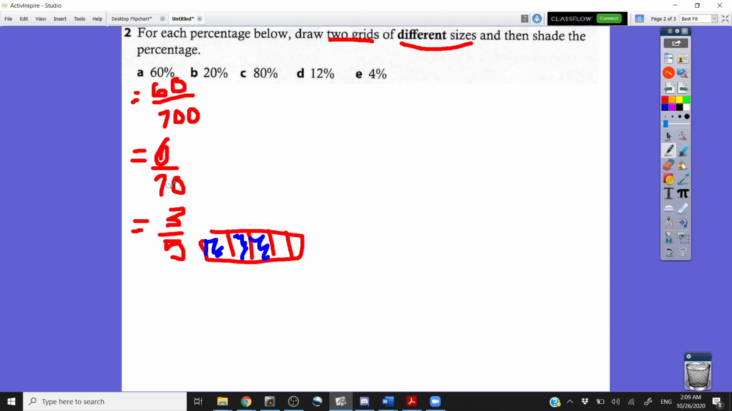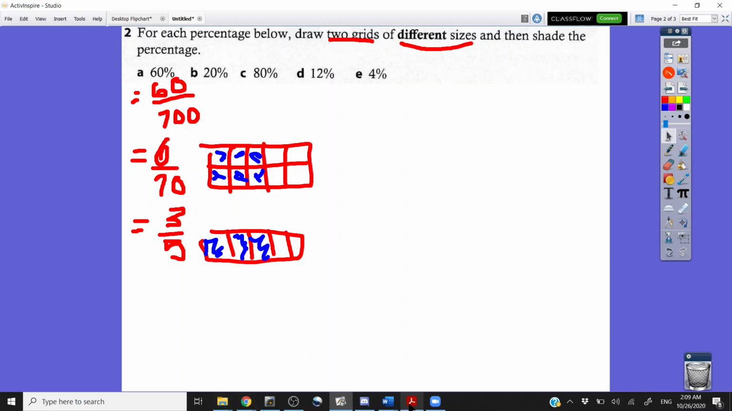For my other one, I could use this 6 out of 10. If I use that 6 out of 10, I might do something like this and go 2, 4, 6, 8, 10. And I know we want to shade 6 of them. So 1, 2, 3, 4, 5, 6. That would be one possible response. I gave 2 different grids. They have different sizes, and they're all equal to 60%. So this would be my solution for part A. If that makes sense, awesome, go for it. If not, hit me up and let's get into Zoom and figure out what your issues are.